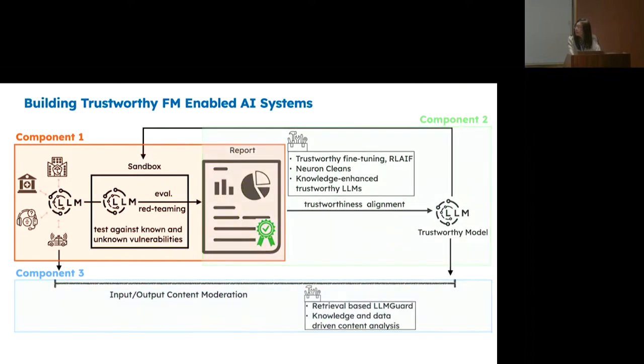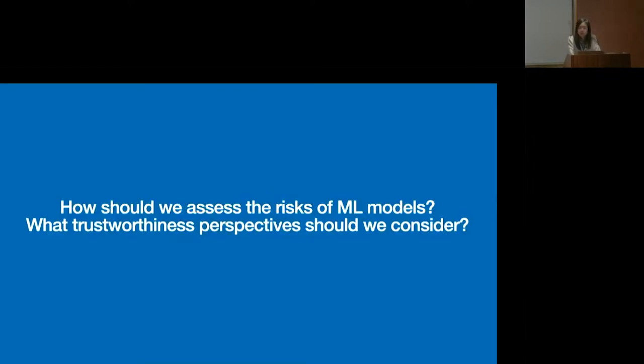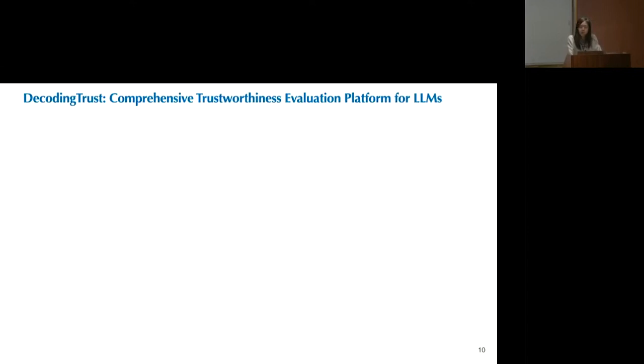So first of all, let's look at the risk assessment part. The fundamental question here is how should you assess the trustworthiness and the risks of ML models and systems, and what trustworthiness perspectives should we consider here, right? If you have read the preliminaries for the lecture, you probably have read the paper Decoding Trust. Here we'll mainly focus on this and try to understand what safety and trustworthiness perspectives we are considering and how we perform different tests along them.